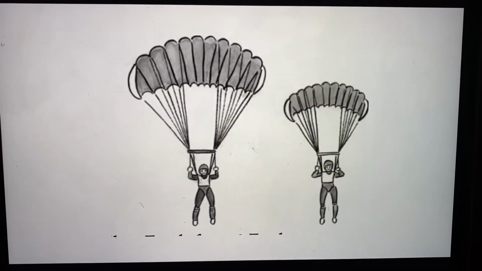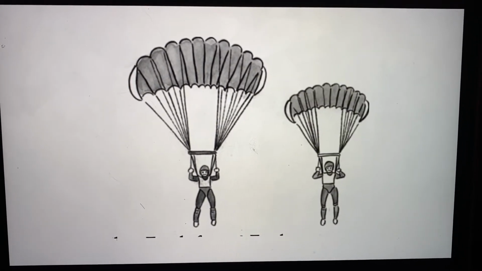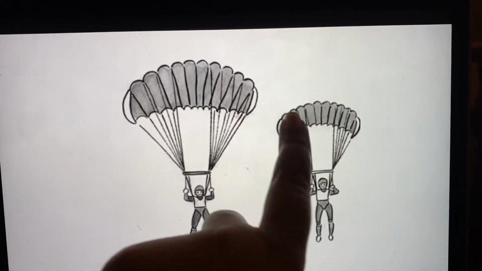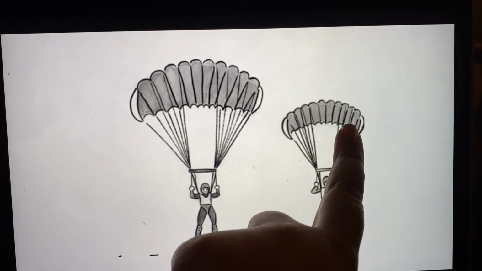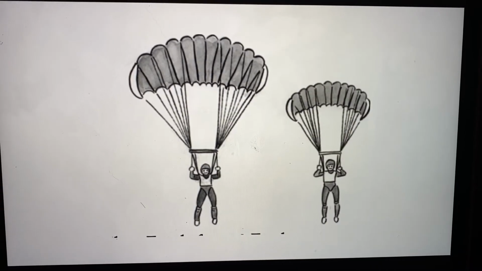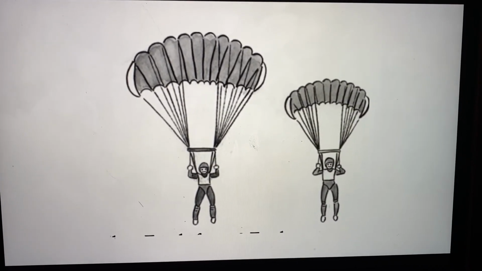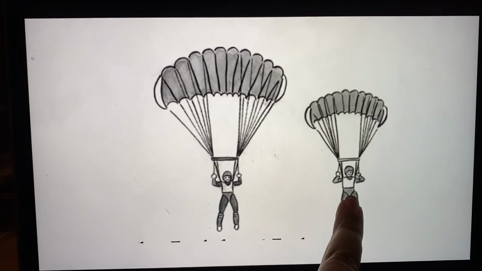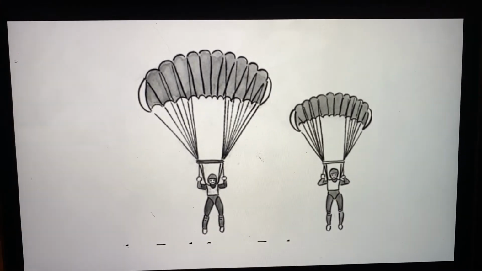So to start, I want you to look at this image. We have two parachuters. One has a larger and one has a smaller parachute. Now, if they were to be jumping out of a plane, I want you to make a prediction. Would the man with the larger parachute or the man with the smaller parachute reach the ground first?